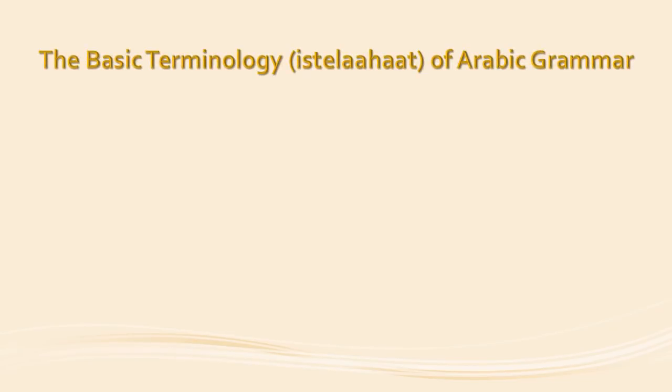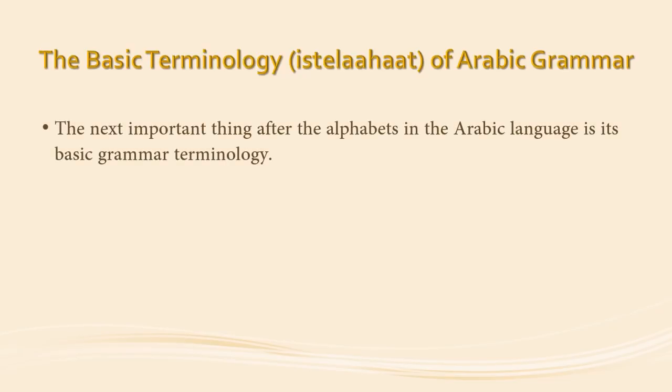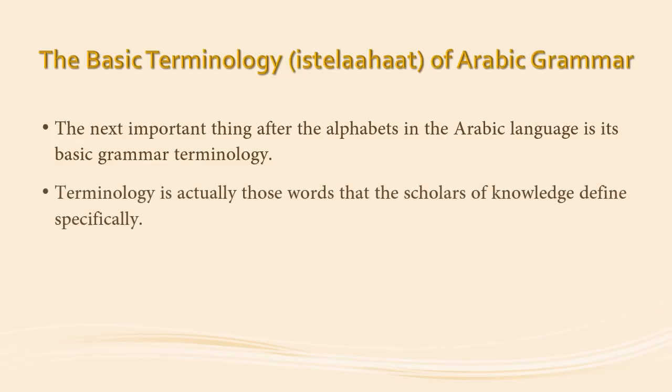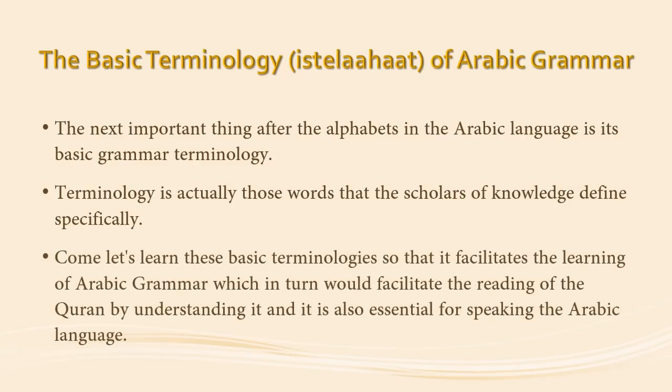Lesson number 2. The basic terminology, Istilahat, of Arabic grammar. The next important thing after the alphabets in the Arabic language is its basic grammar terminology. Terminology is actually those words that the scholars of knowledge define specifically. Come, let's learn these basic terminologies so that it facilitates the learning of Arabic grammar, which in turn would facilitate the reading of the Quran by understanding it, and it's also essential for speaking the Arabic language.